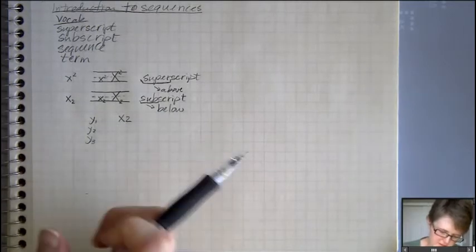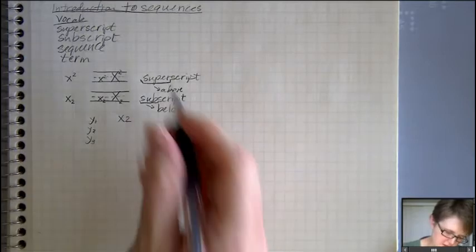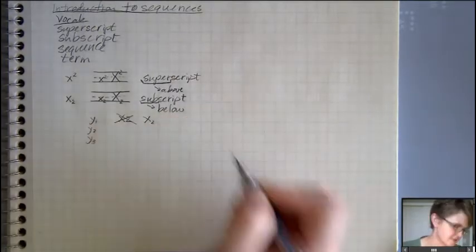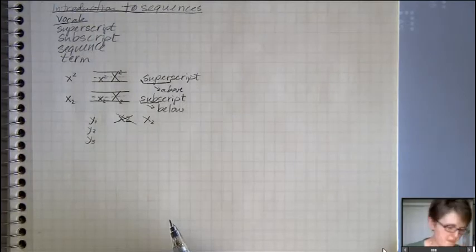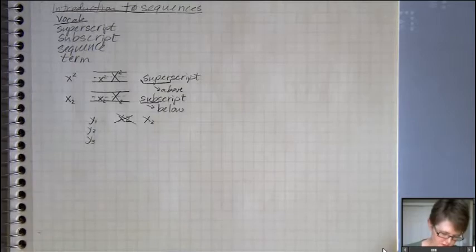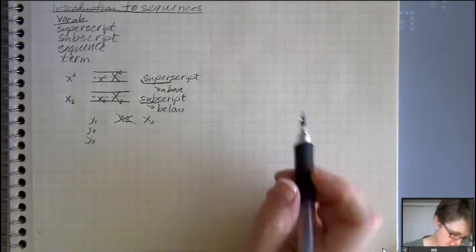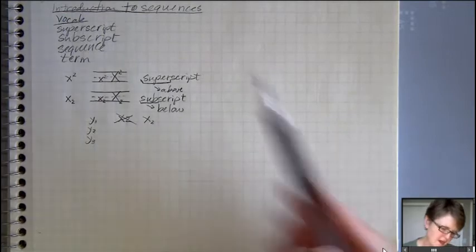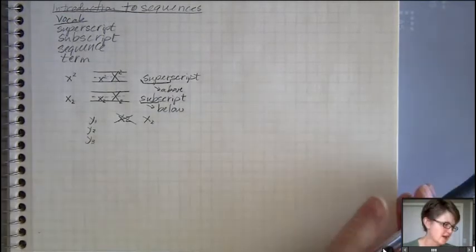So remember, subscripts have to hang down a little. So not that one, but this one, because it has to hang down. We're going to use subscripts when we describe sequences, or when we use notation for sequences. So just keep that in mind, superscript versus subscript. So now let's go ahead and talk about sequences.